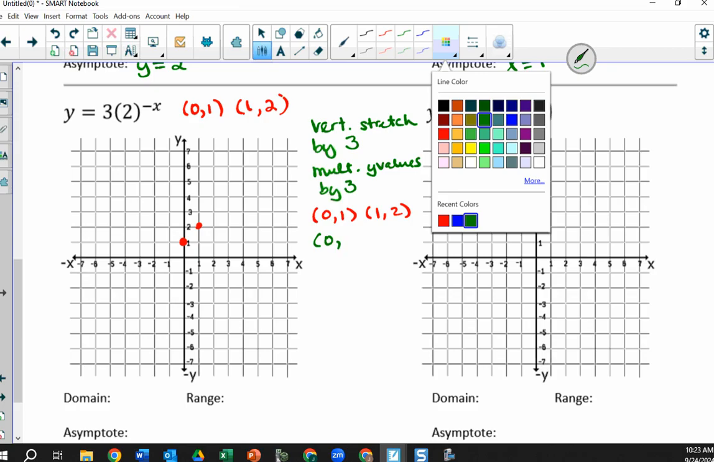(0, 3). Hey guys, I'm hearing a lot of side conversations that are not going to help you figure this out, okay?